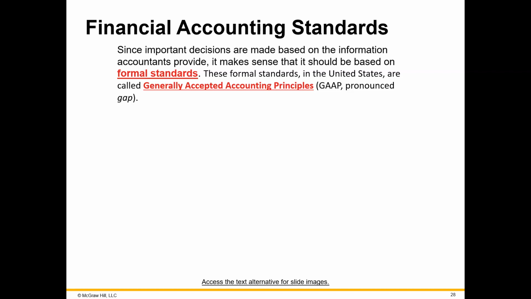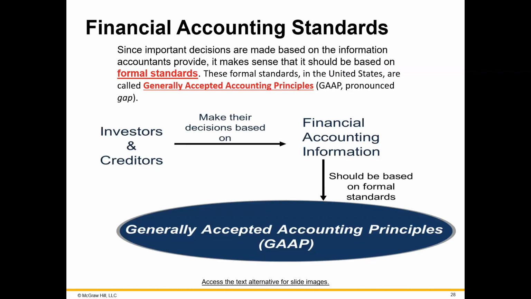These are the rules that we follow for publicly traded companies that use accrual accounting. So you can see here, we've got investors and creditors. They're going to make their decision based on the information that we provide them, and that information should be based on these formal standards, GAAP. Okay, that's what we call this. We just call it GAAP. So if you hear somebody in the accounting department say GAAP, this is what we are talking about, generally accepted accounting principles.